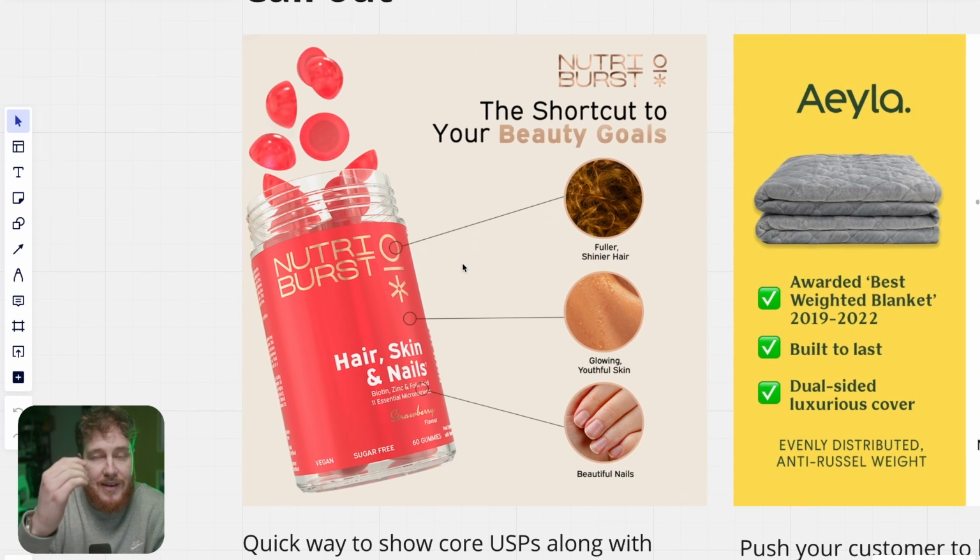So let's have a look at this example here that we made from NutriBurst. So this is one of ours that we made, and you can see hair, skin and nails, NutriBurst, the shortcut to your beauty goals. We've got the call outs with images: beautiful nails, glowing youthful skin, fuller, shinier hair. We're giving all the USPs of the product along with showing the products at the same time.